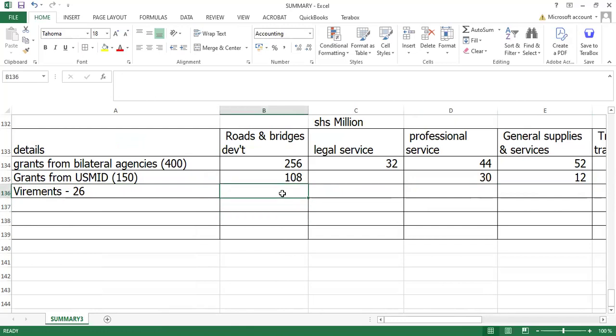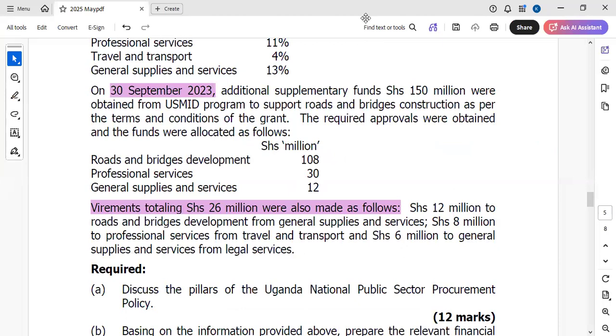Environment. We are doing reallocation from one budget line to another. So where the money is coming from, we reduce. Where it is going, we add. Do we have money that is going to roads and bridges? Let's read and see. You can read one by one, handle one by one.